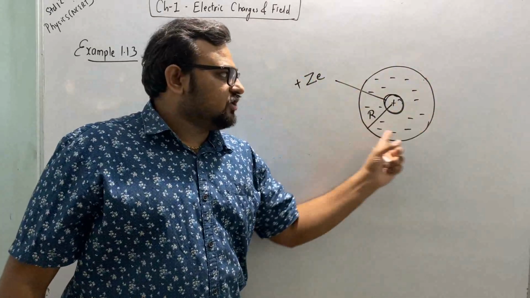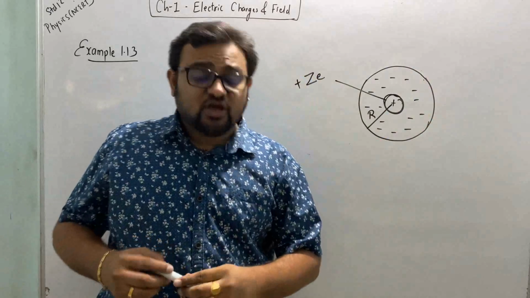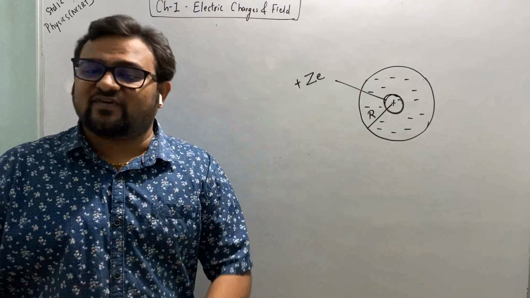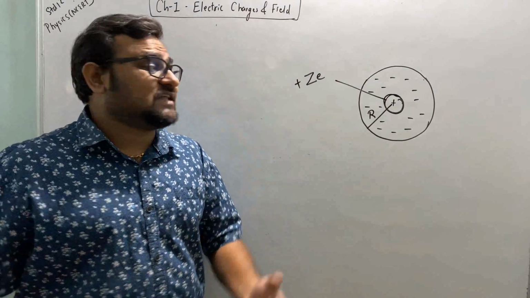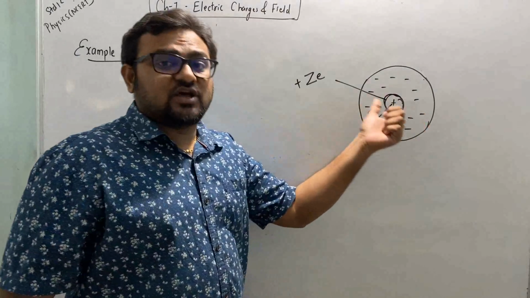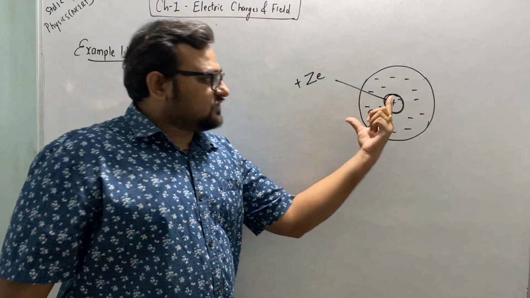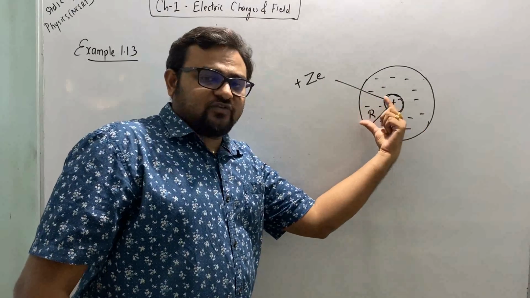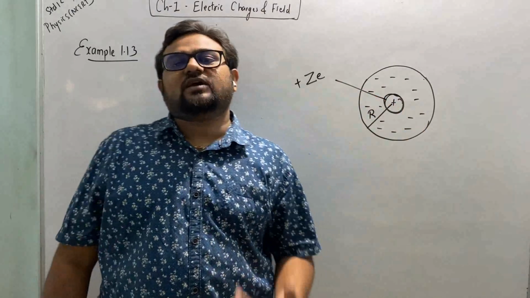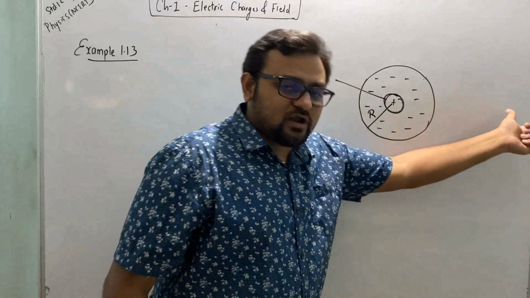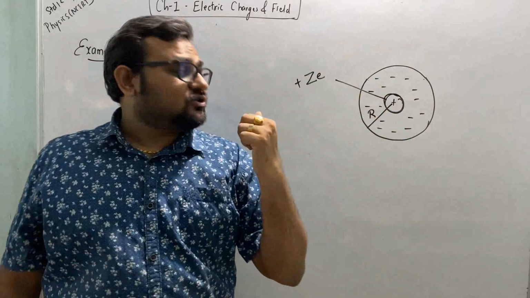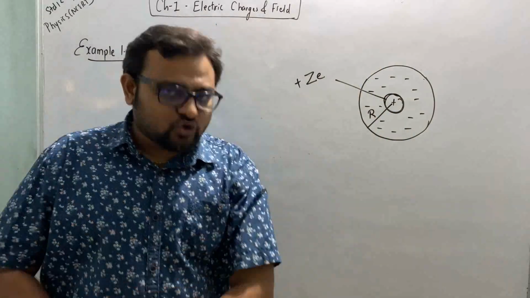And the negative charge is uniformly distributed outside. This is the uniform distribution of negative charge. So you have to find the electric field at a point at a distance small r from the nucleus. This is the radius of this atom. Now that point can be inside the atom or outside the atom, so we will take two cases.